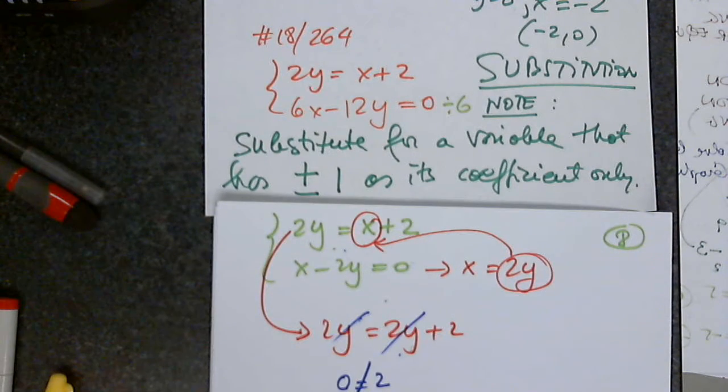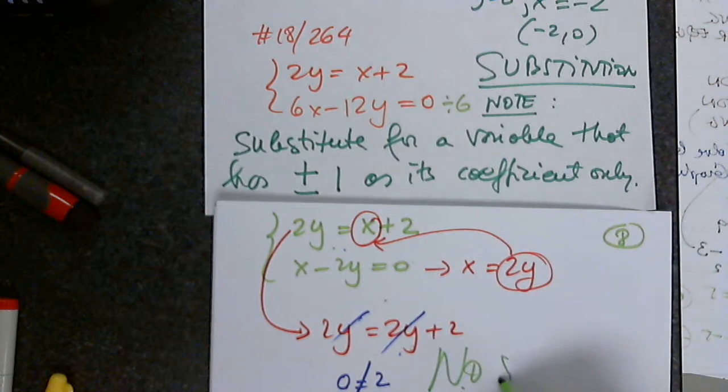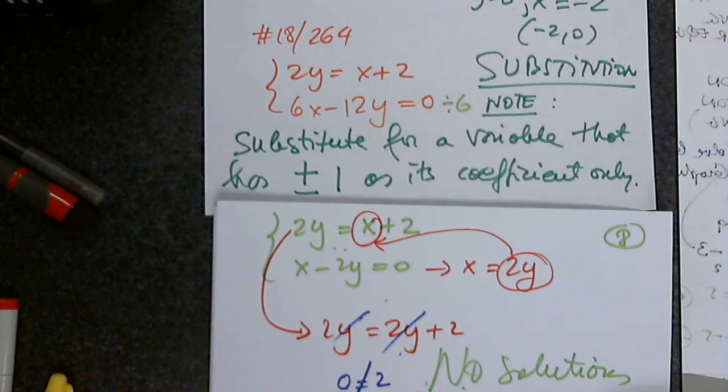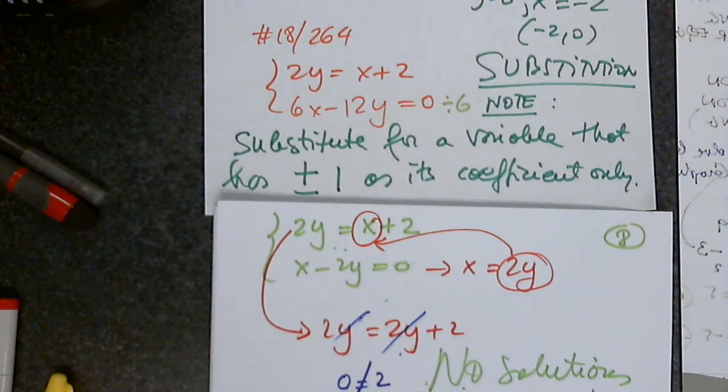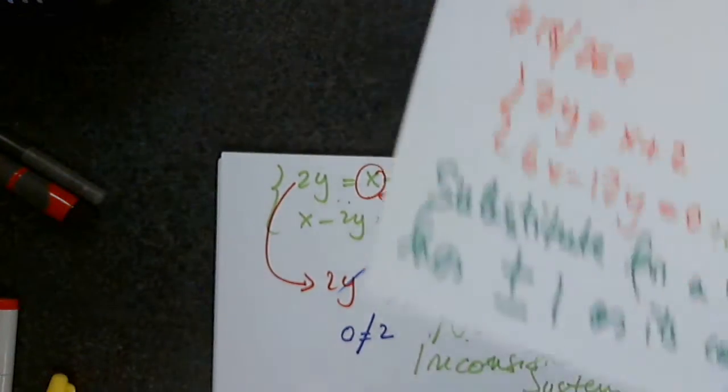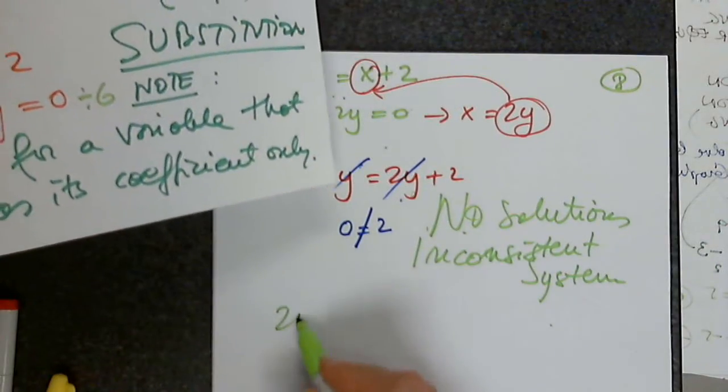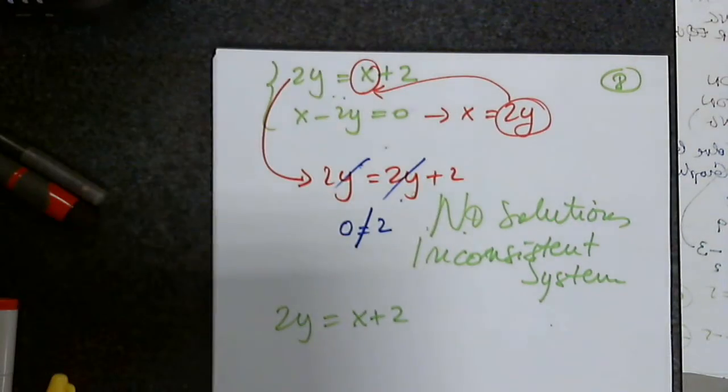How will I show that these two lines are parallel? I will determine their slopes. Let's do that. I want to convince myself that I didn't make a mistake. So the first line is, so no solutions. Inconsistent system. No solutions. Inconsistent system.